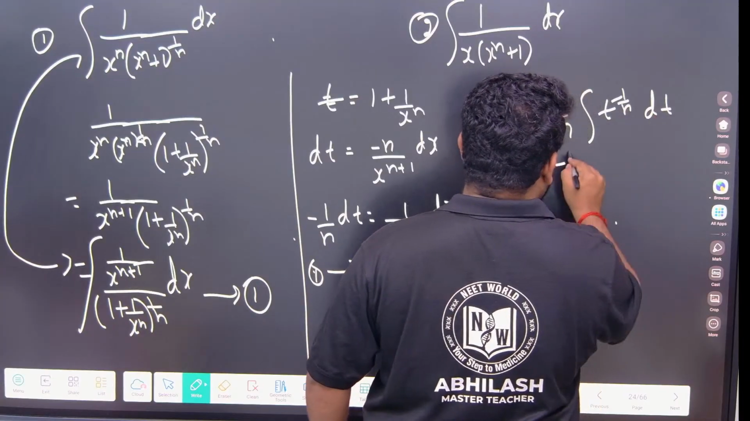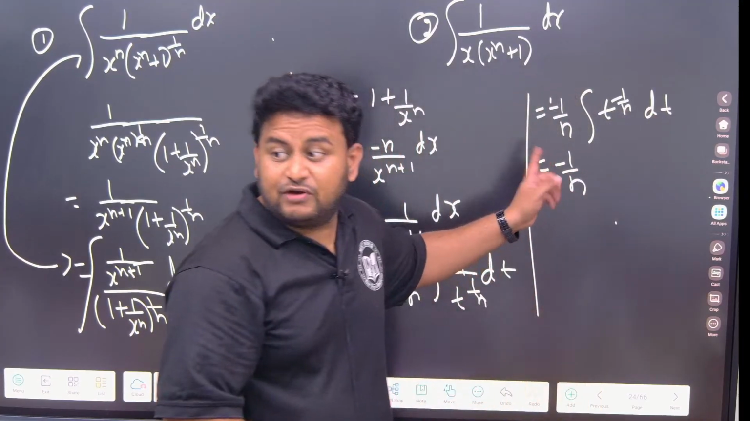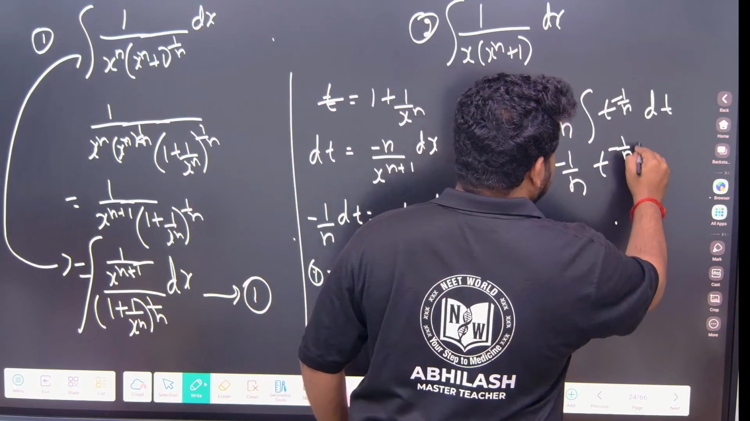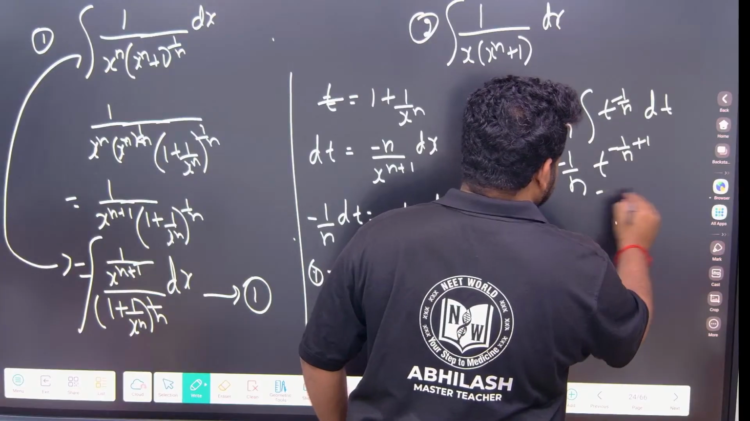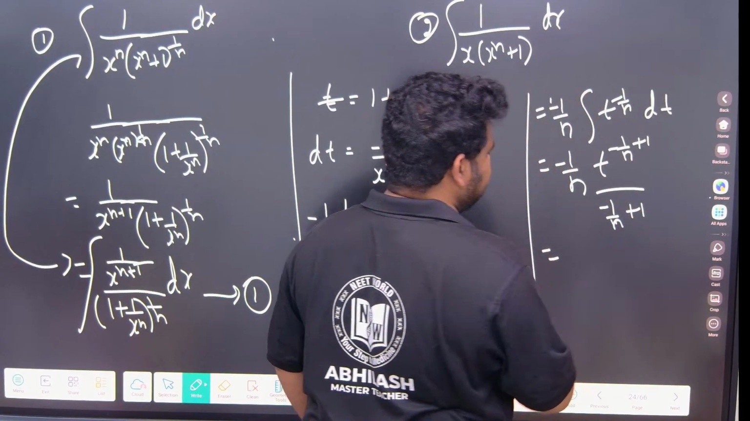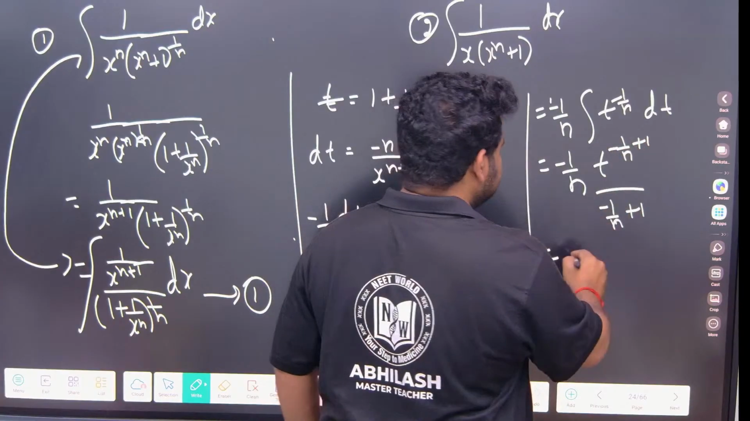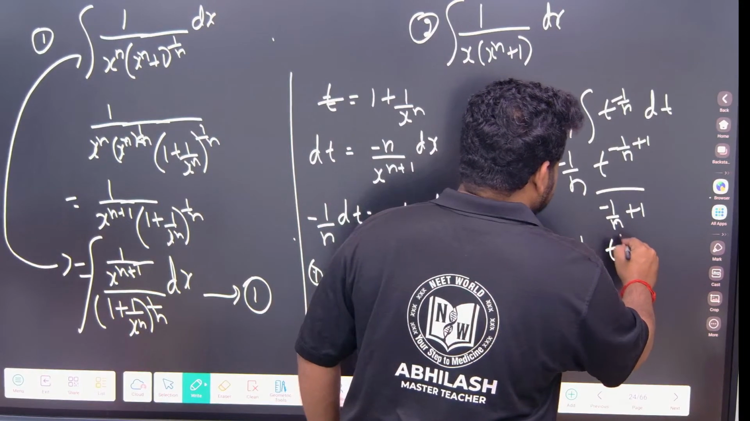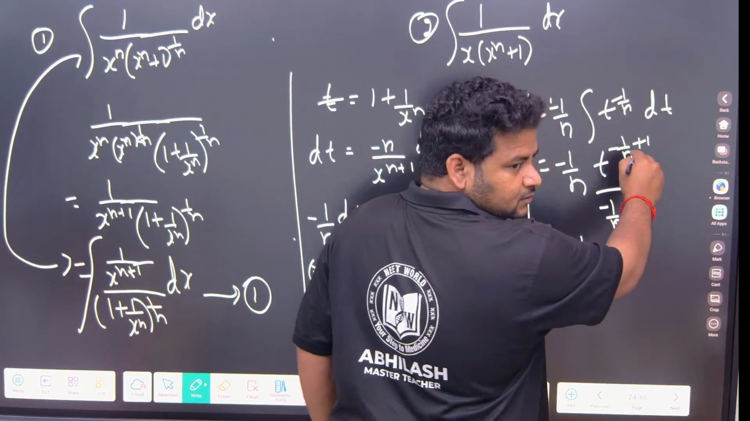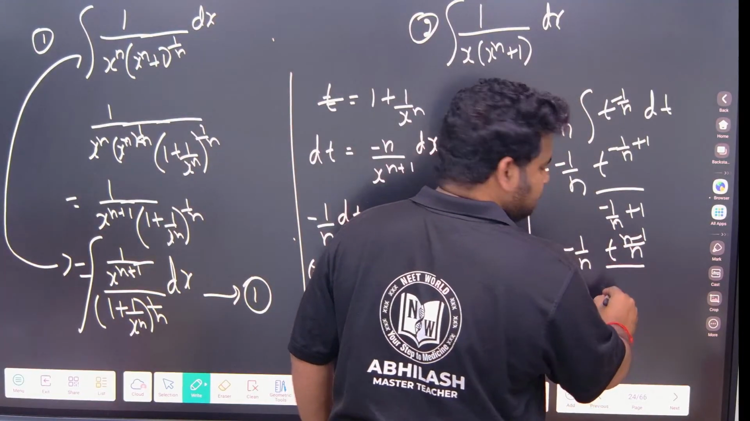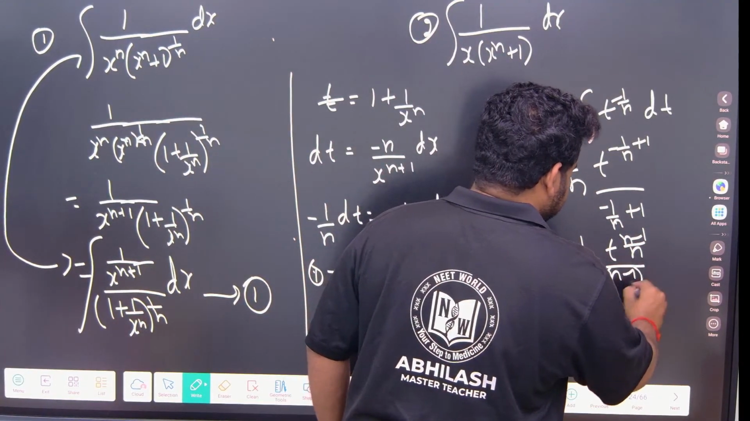So this will become what? Minus 1 by n, I am now integrating this. So this will become t power minus 1 by n plus 1, divided by minus 1 by n plus 1. Minus 1 by n plus n means this is n minus 1 by n. So this will become minus 1 by n into t power n minus 1 by n. Correct? This will also be n minus 1 by n.